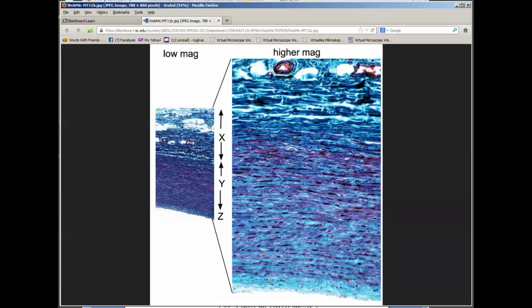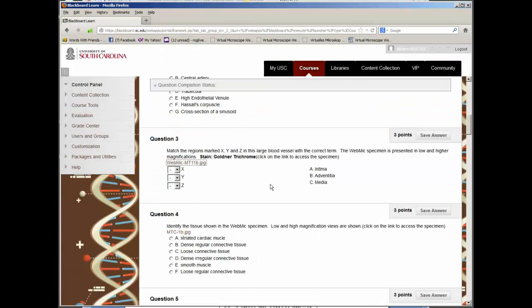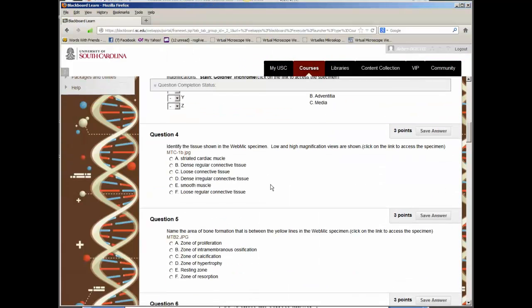So you see the intima here and the media here with the multiple layers, up to 70 layers of elastic fibers with collagen between and fibroblasts, and then the adventitia, which is mostly collagen with some adipose tissue. So hopefully that will help you remember a large artery. Go to the next question, question 4.